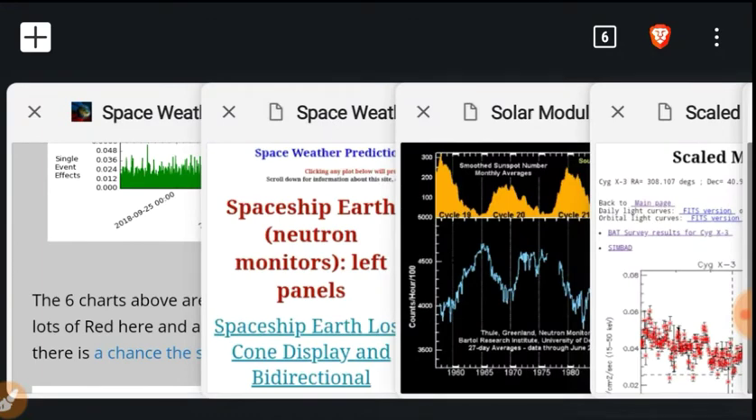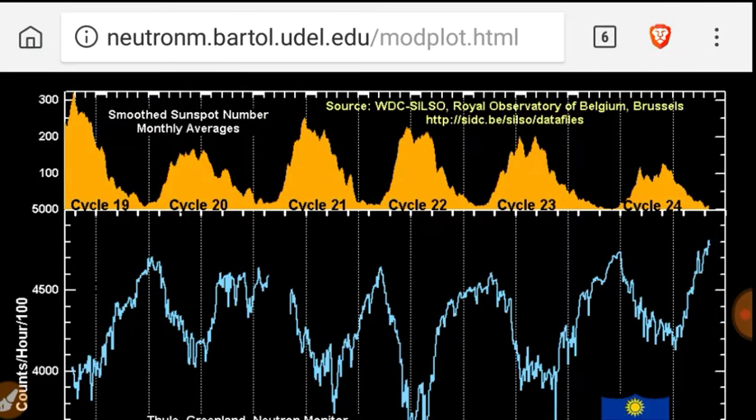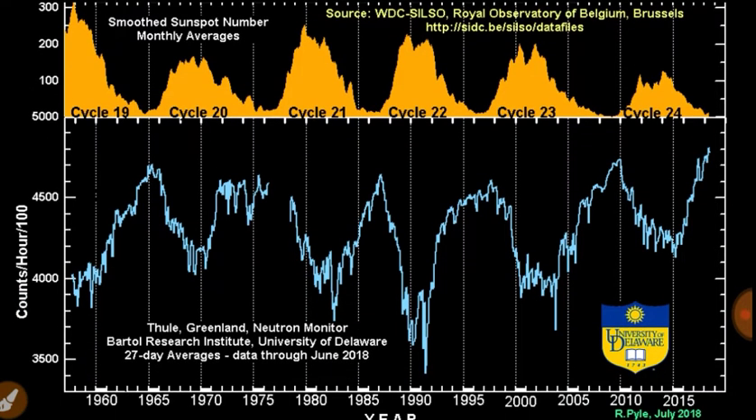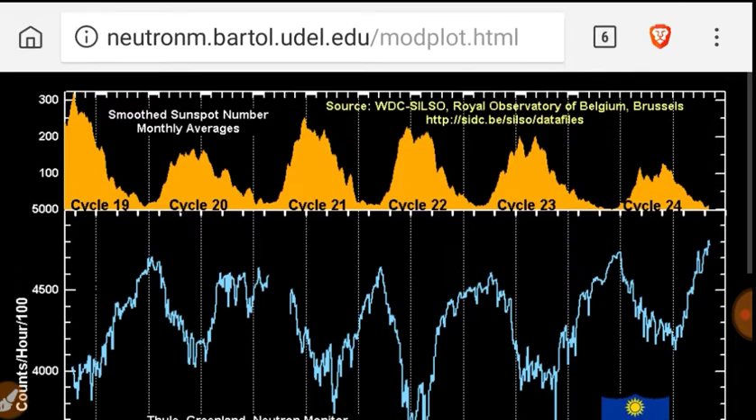Now, for those of you who are not aware of the relationship between solar activity and cosmic ray flux, here's a great little graph here. Solar activity is inversely proportional to cosmic ray flux as far as we can tell. As you can see, cycle 24 is the weakest cycle that we've had, and these cycles are calculated by counting sunspots. As you can see on the graph here, we've got the highest level of cosmic rays that we've ever measured.